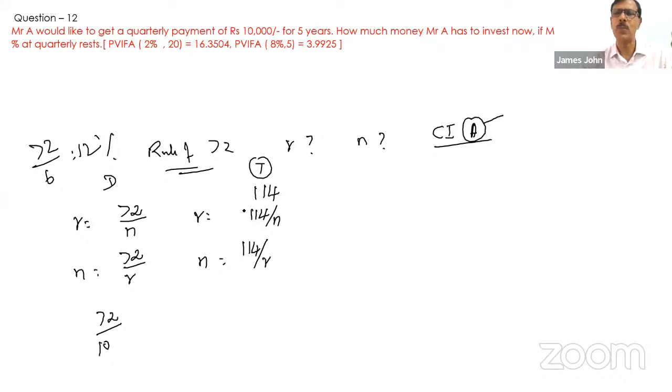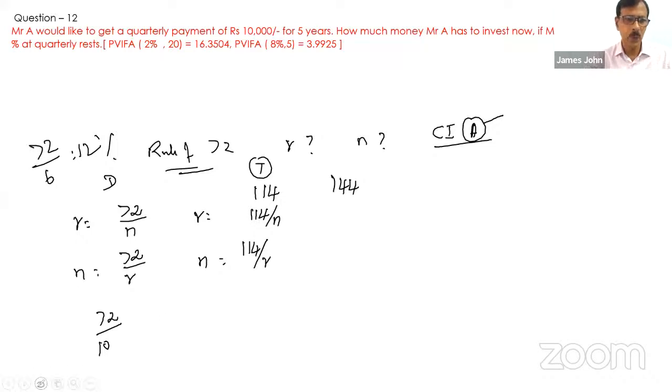Similarly, the rule of 144 gives you the approximate rate of interest or number of years so that an amount becomes quadruple. You divide 144 by the number of years, you get the interest rate; 144 by the interest rate, you get the number of years. The rule of 114 is for compound interest or simple interest? Compound interest. All these three rules are for compound interest annually. Divide 144 by r, you will get n; 144 by n, you will get r. This is with respect to compound interest.